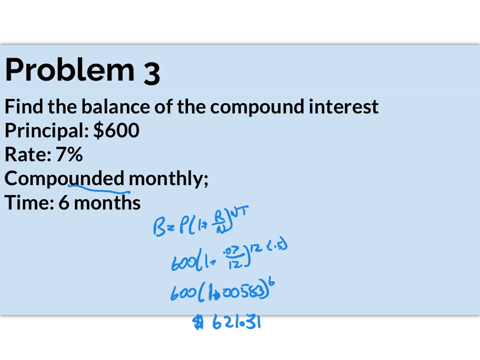Here's problem 3 again. I'll put the numbers in here for you. 600, 0.07 was the rate, 12 was compounded monthly, 12 times the 6-month time period. You get this line, and then the final amount, the balance, would be $621.31.